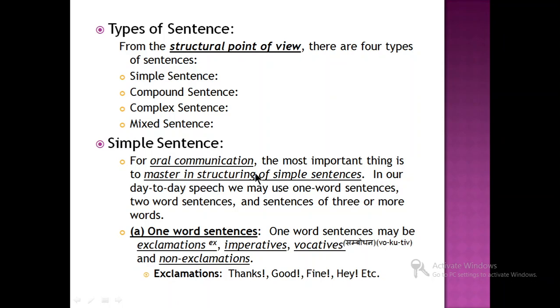So for oral communication, the most important thing is to master in structuring the simple sentence. माना यह जाता है कि यदि आप oral communication में एक्सपर्ट होना चाहते हैं, you should be the master to structure simple sentence. So in our day-to-day speech we may use many different kinds of simple sentences.